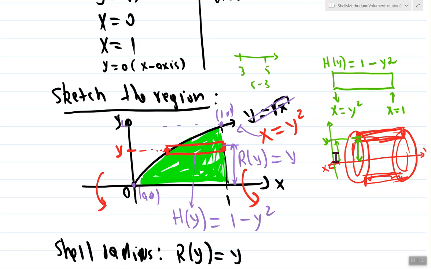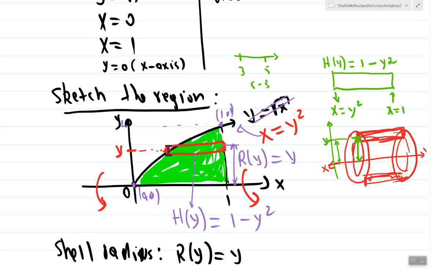So you can see here the radius is going to be the distance from this point y to the x-axis. So basically it's going to be y minus 0, which is y. That'll be the radius. The height is the height of the rectangle, but then you're going to go from right to left. So this line is x equals 1.